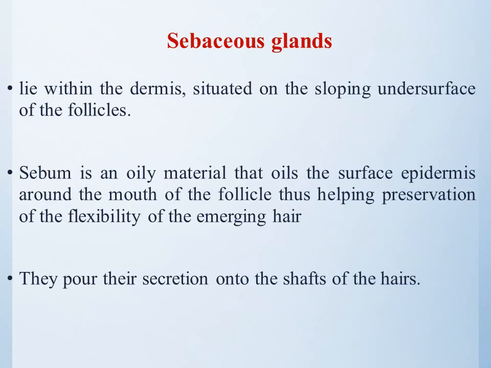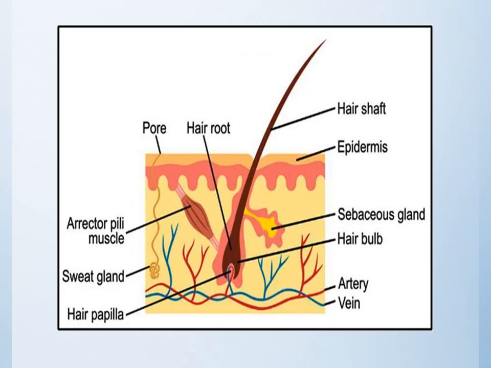Sebaceous glands lie within the dermis, situated on the sloping undersurface of the hair follicle. Their secretion is called the sebum. Sebum is an oily material that oils the surface epidermis around the mouth of the follicle, and thus helps preservation of the flexibility of the emerging hair. This sebum is poured via the sebaceous gland on the shaft of the hairs.